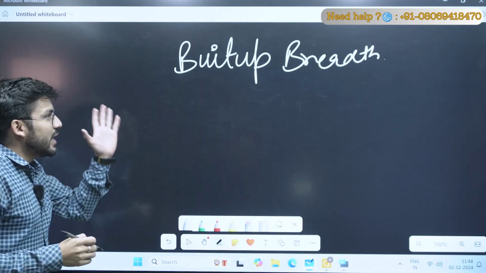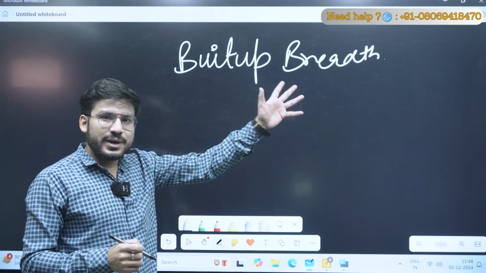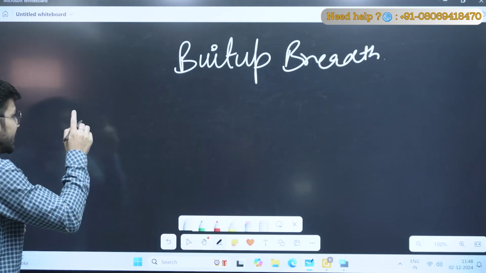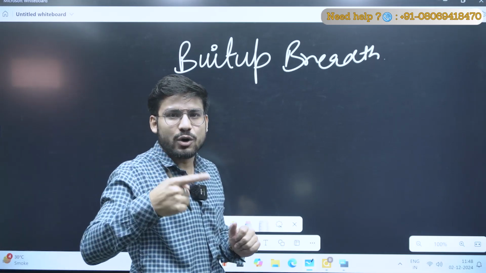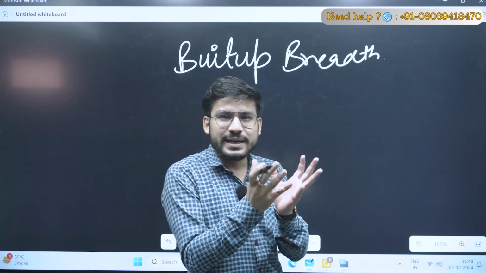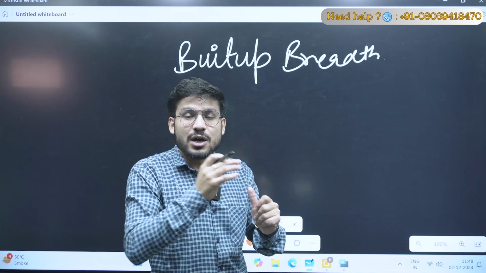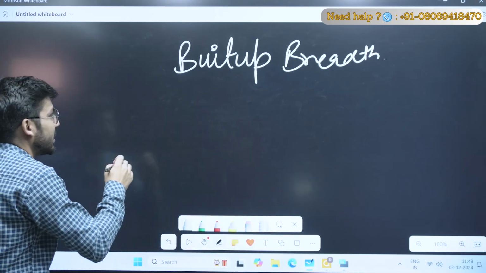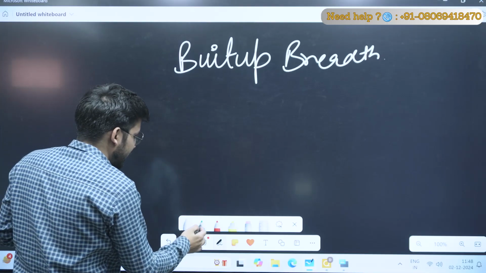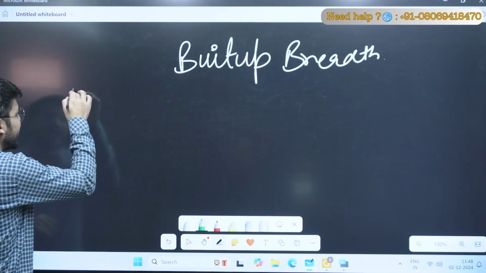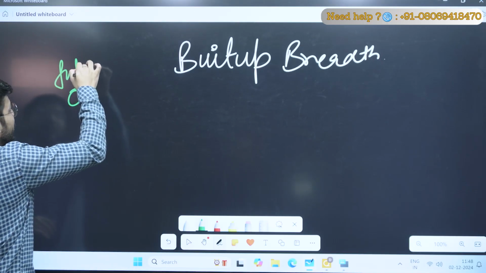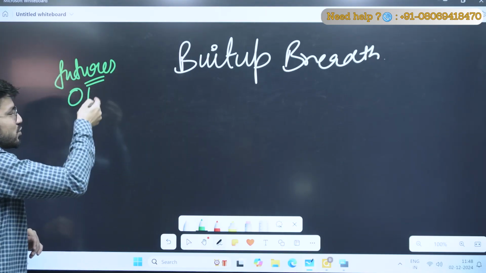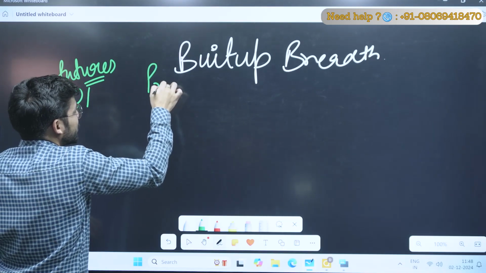Now, when we are looking into the built-up breadth, there are four things that you have to analyze. First of all, it is basically a relation between the open interest and the price. The open interest we are analyzing here is not the options open interest but the futures open interest. We will be relating the futures OI with the price.